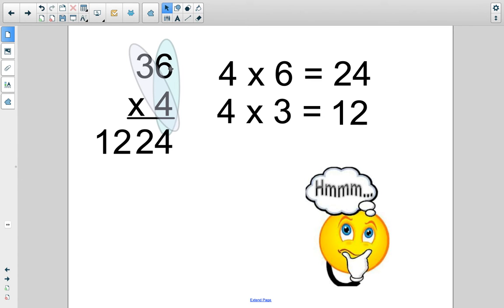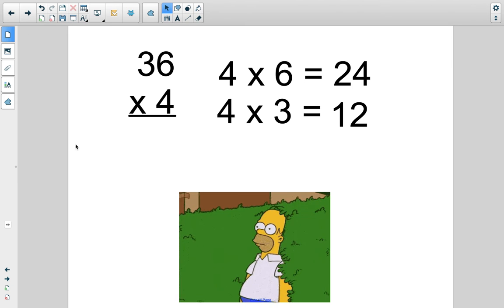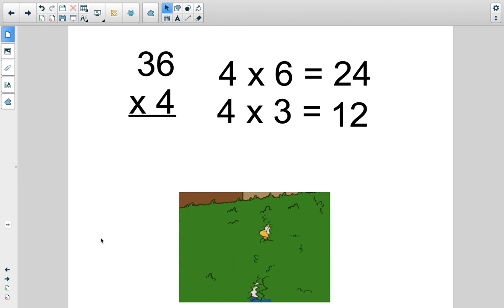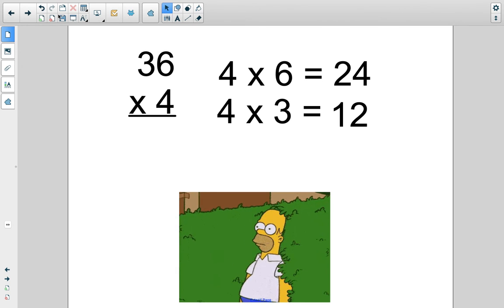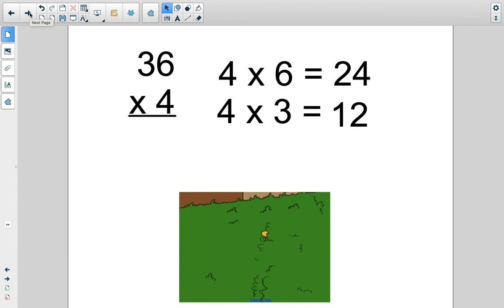4 times 36 can't be 1,224, because 4 times 100, as you know, is 400, and 100 is way bigger than 36. And 400 is way smaller than this. So we've made a mistake. We need to take a step back and restart. We're going to take a step back and restart this problem and see where we went wrong.